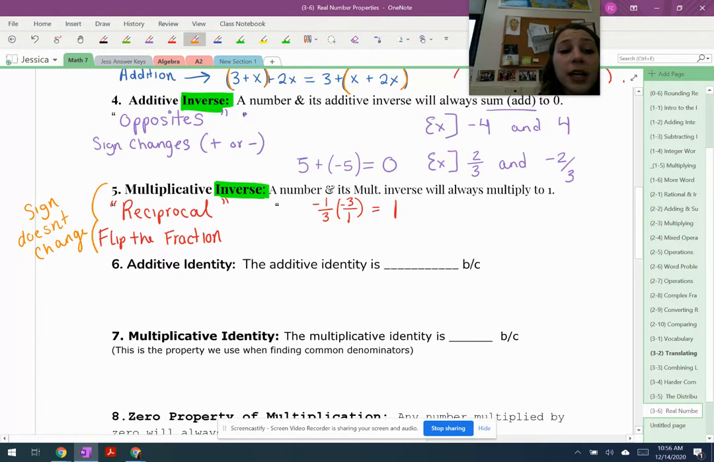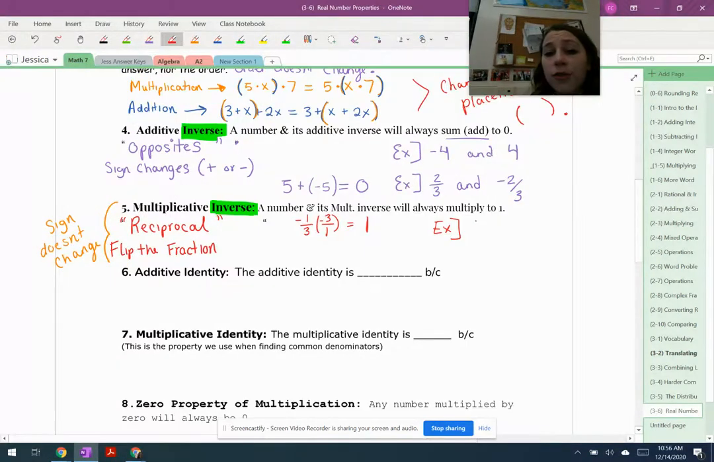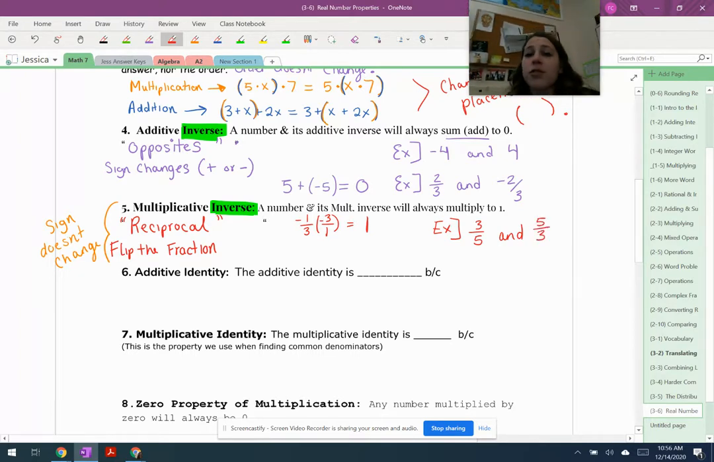Another example, I have 3/5. The reciprocal or the multiplicative inverse would be 5/3. You flip that fraction. So there are inverse properties.